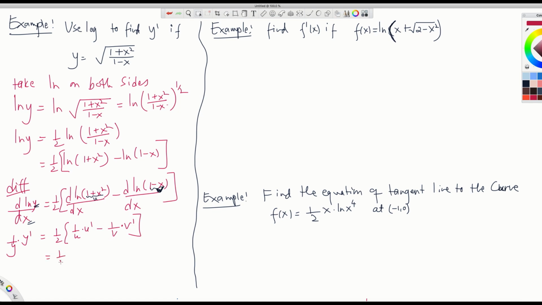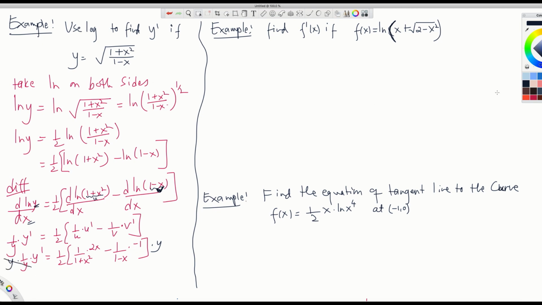So how much is that? 1/2. What is 1 over u? 1 over 1 plus x squared times, what is u prime? The derivative of 1 plus x squared is just 2x, right? Because 0 plus 2x, minus 1 over 1 minus x times, what is the derivative of 1 minus x? It is negative 1, because 0 minus 1 is negative 1, right? So let us write down that form. Let me multiply both sides by y as well, and then simplify, because I want to solve for y prime, so that will cancel out, right?